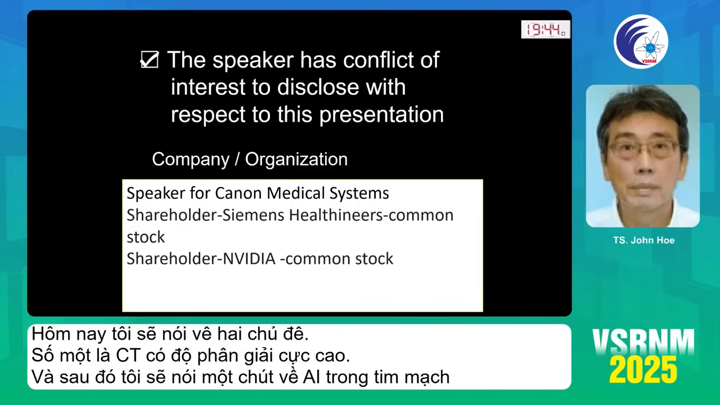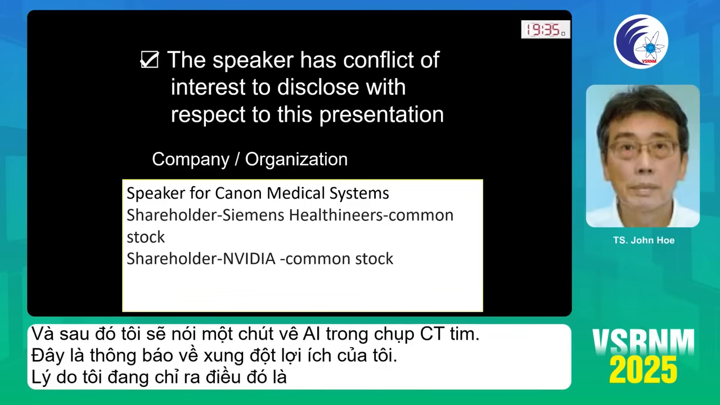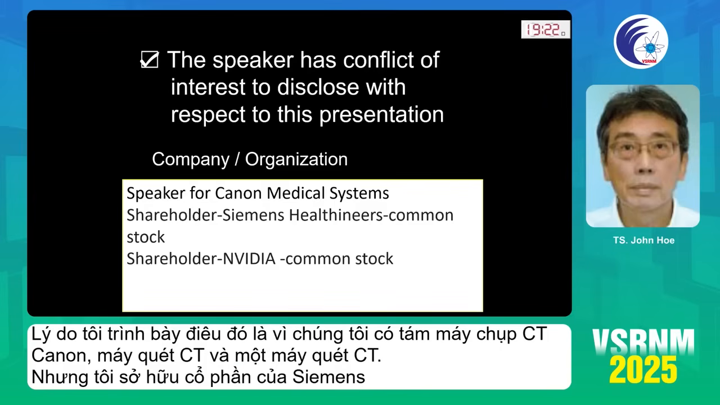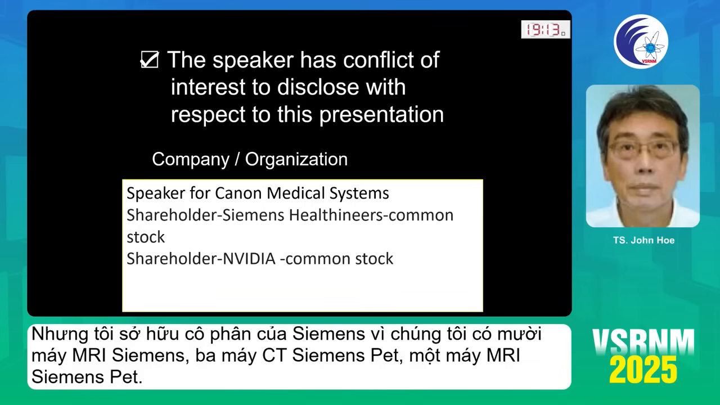This is my conflicts of interest disclosure. The reason I'm showing that is because we have 8 Canon CT scanners and 1 PC-CT scanner. But I own shares in Siemens because we have 10 Siemens MRIs, 3 Siemens PET-CT, 1 Siemens PET MRI. And the other thing I want to talk about later is NVIDIA.